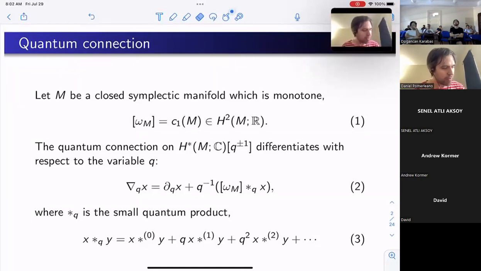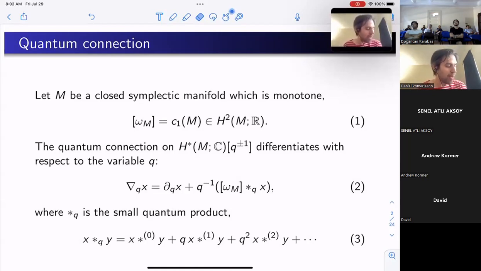So this is the standard formula. Why is it like that? Well, if you have one variable, it might be a little mysterious, but if you have multiple variables, then the flatness of this connection is closely related to associativity of the quantum product.